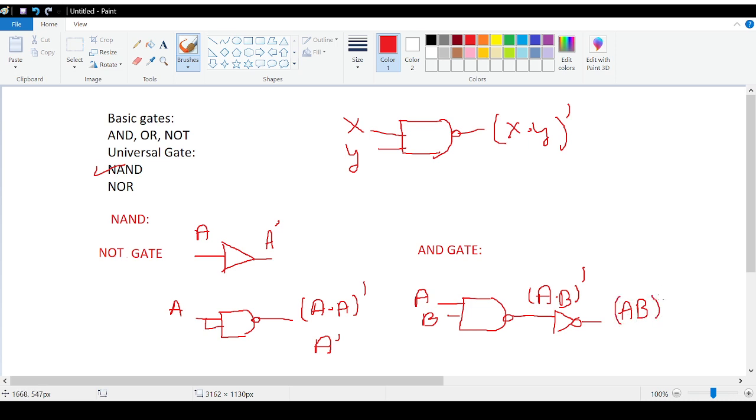Because A and B double bar will be A and B. Is this clear? Yes, miss. Okay, but I want to construct AND gate using only NAND.